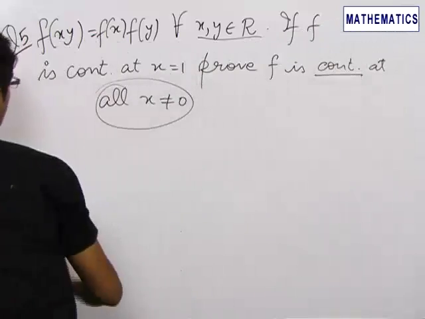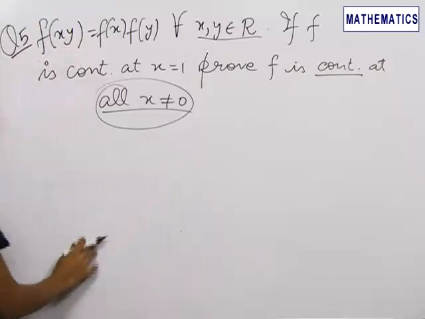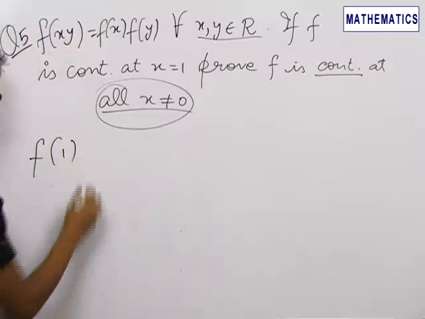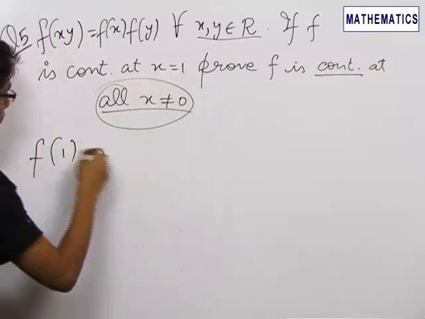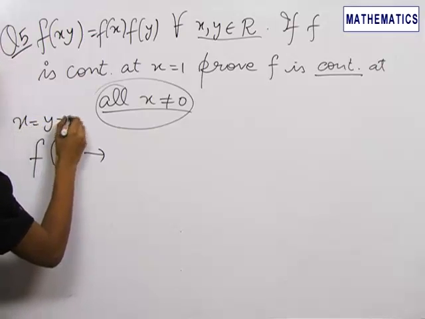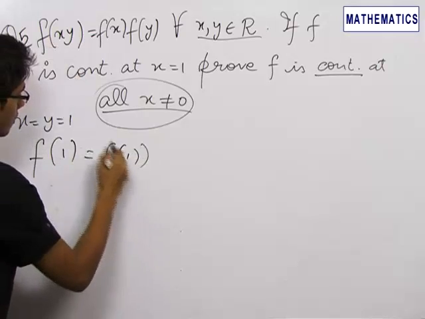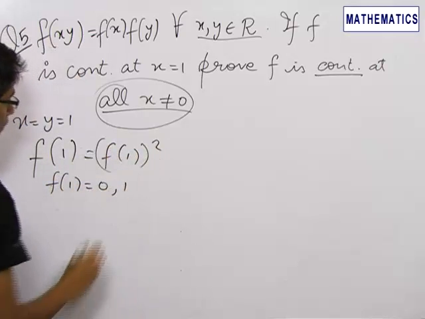Now in order to prove that f is continuous at all x which are not equal to 0, first of all let us find the value of f of 1, since we are given that the function is continuous at x equals 1. So putting x equals y equals 1, we get f of 1 is equal to f of 1 whole square. So f of 1 is either equal to 0 or equal to 1.